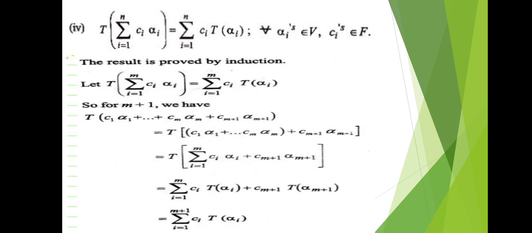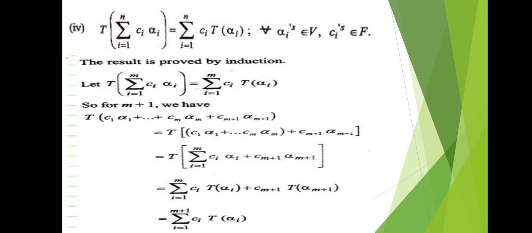Now the fourth property is that T(summation i = 1 to n of Ci αi) is equal to summation i = 1 to n of Ci T(αi), for all αi belonging to V and Ci belonging to F. So this result is proved by induction. We earlier studied induction, and now we apply it in this property.